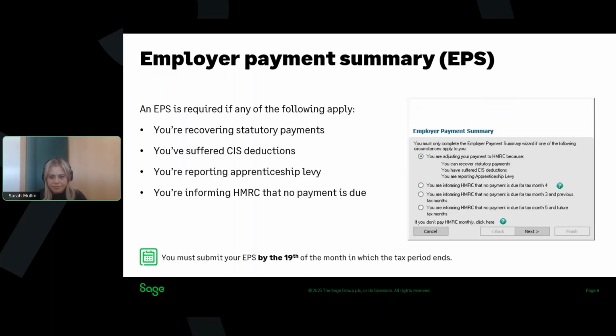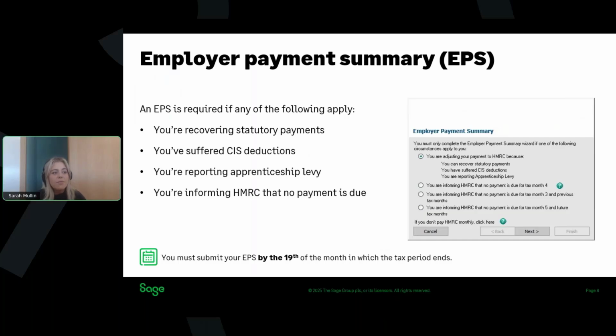We'll run through a little bit of a recap on that. So we have gone in and ran our P32. We've used our employment allowance. We did have an employee that was on statutory maternity pay, and I did have my eligibility for my small employers relief already flagged.